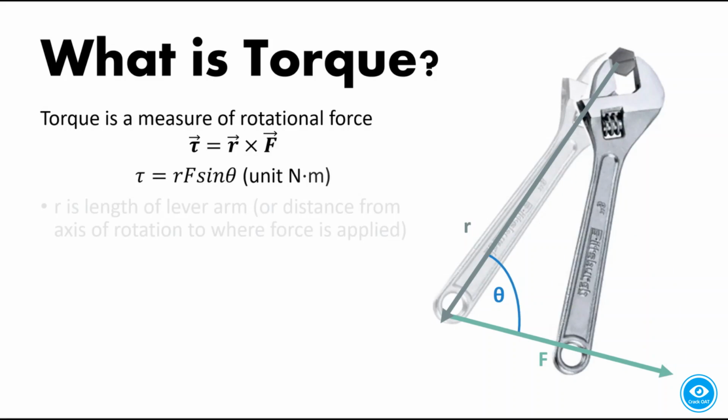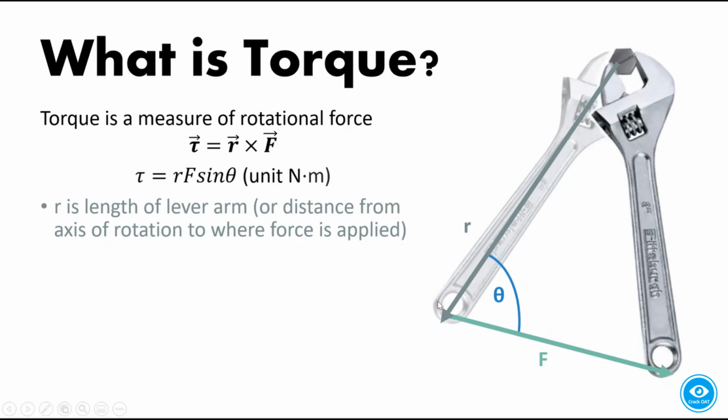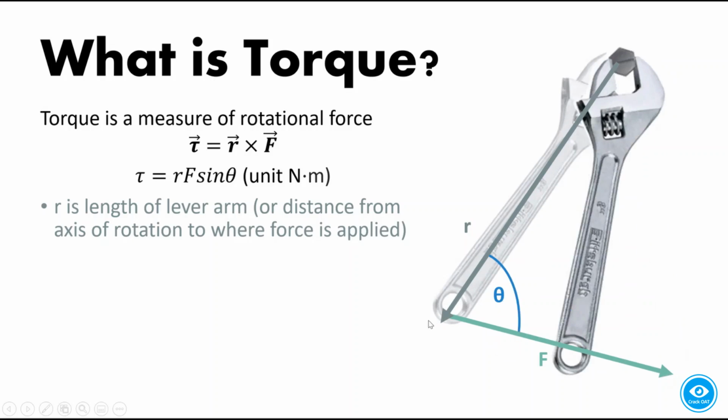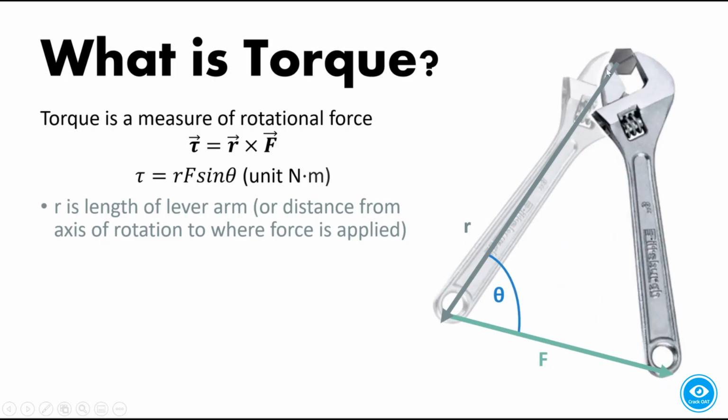R is the length of the lever arm, and by lever arm we're referring to literally the lever arm, and the length of the lever arm would be the difference between where we apply the force to where the object of interest is actually rotating. So this distance right here is the R, it's the lever arm.